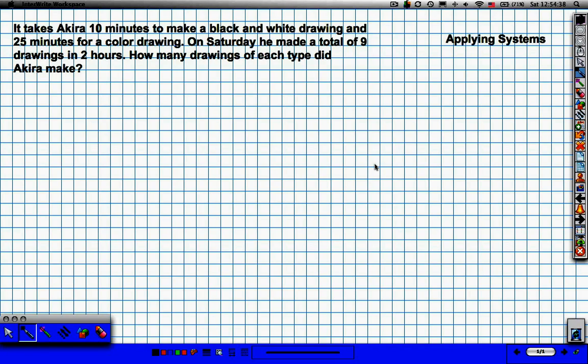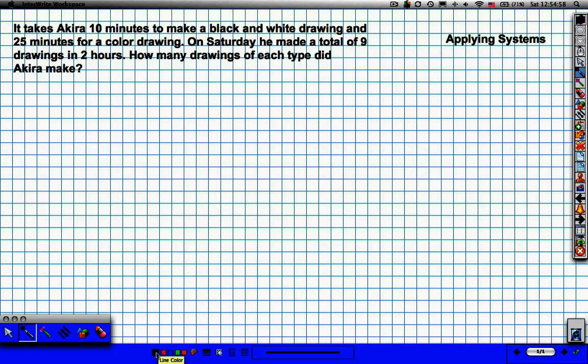It says it takes Akira 10 minutes to make a black and white drawing and 25 minutes for a color drawing. On Saturday, he made a total of 9 drawings in 2 hours. How many drawings of each type did he make? So we have a different rate for each kind. So we're going to have two different systems.